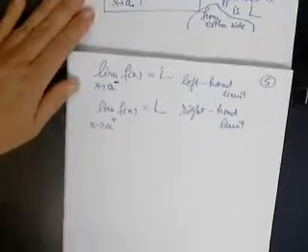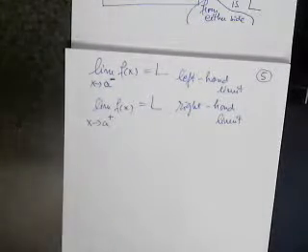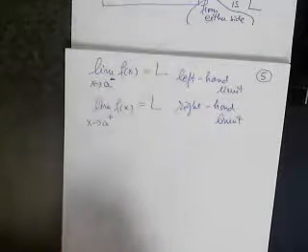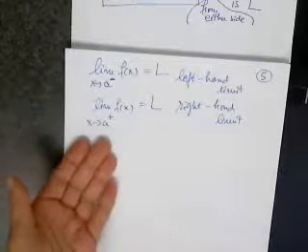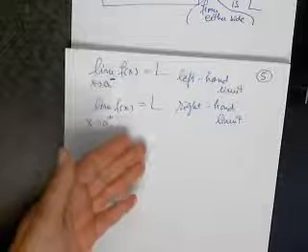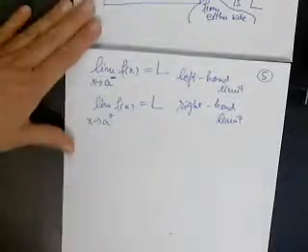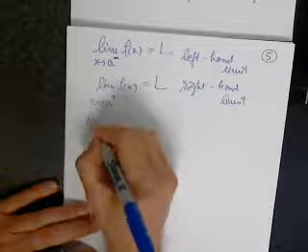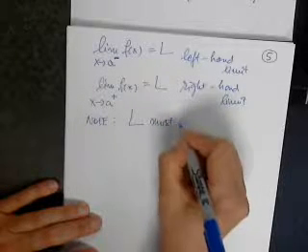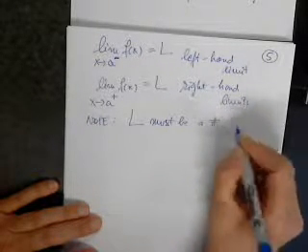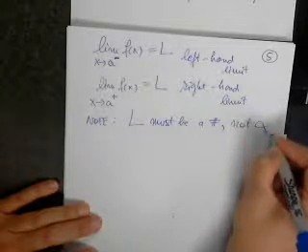Okay, we know how to read this. It looks sophisticated. It's not. So the limit of f of x as x approaches a from the left, or the limit of f of x as x approaches a from the right, is L. What is L? First of all, we have to write that down. Note, L must be a number, not infinity.